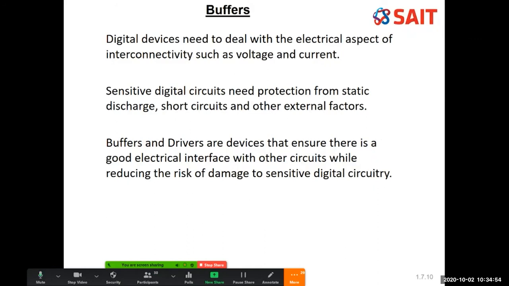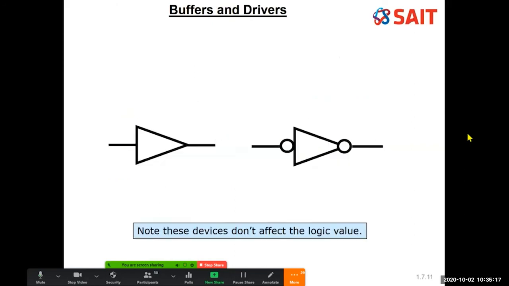Buffers, drivers, ensure there's a good electrical interface with our system so that we run as expected. A buffer is basically just an identity. It holds the signal and then reproduces it at the appropriate time. It's kind of like the smallest bit of memory you can have, to hold a little bit of information and release it in a timely manner.